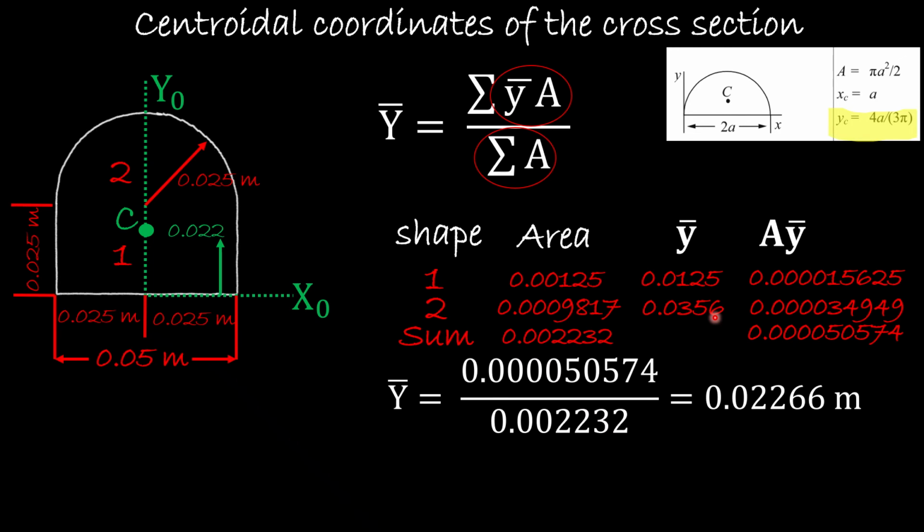So in this case we will need to use the parallel axis theorem, which will require us to find the distance between the center of the beam, which is at C, and the center of each shape, like shape 1, which is 0.0125. So the question is, what is the distance between them? Here we will subtract 0.022 minus 0.0125 meter.